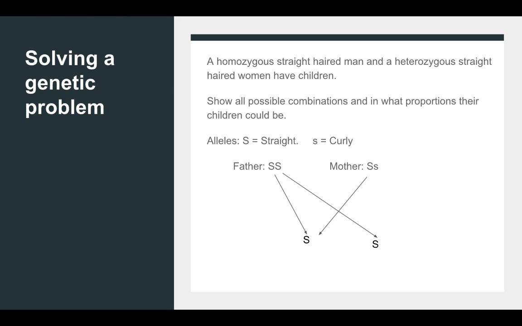The mother, however, can pass on either a capital S, or she could pass on a lowercase s for curly hair. And so that is going to result in children who are either carrying two alleles for straight hair, capital S, or they are carrying a capital S and a lowercase s, in which case they also have straight hair, but they are carriers for curly hair.